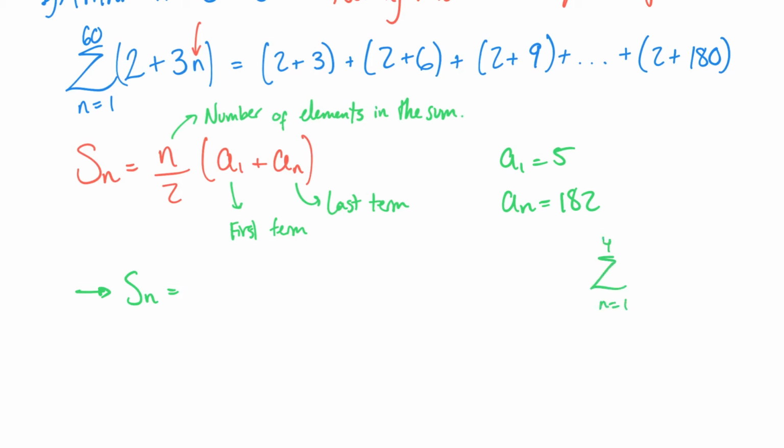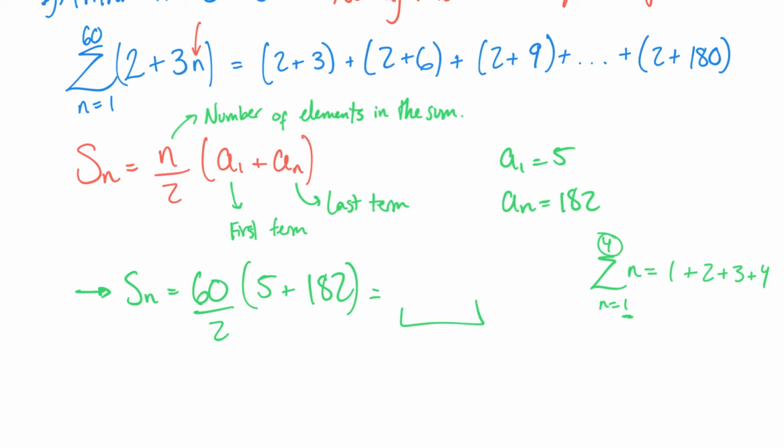that I want to go from 1 to 4. So I have 1 plus 2 plus 3 plus 4. So whenever I start at 1, this is the number of elements. If I started at 2, then that would change a little bit. But in this case, I have 60 terms. I divide that by 2, and then I have 5 plus 182. And this will be equal to 5,610.